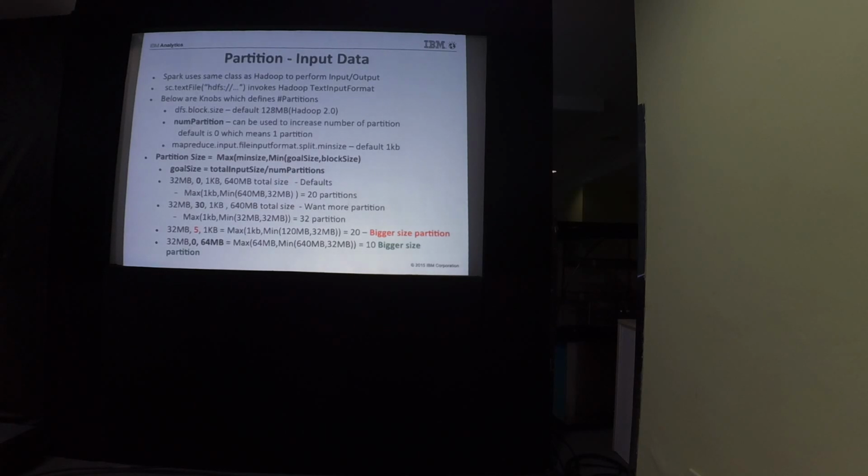What should be the right one? I should increase the minimum split size, because I don't want to change the block size. For this problem, I should increase the minimum split size. If I go for a 64 MB split size here, I'll get 10 partitions, using the same formula, and I don't need to touch the other knob. So if you want to decrease the number of partitions, go for the split size. If you want to increase, go for the number of partitions.